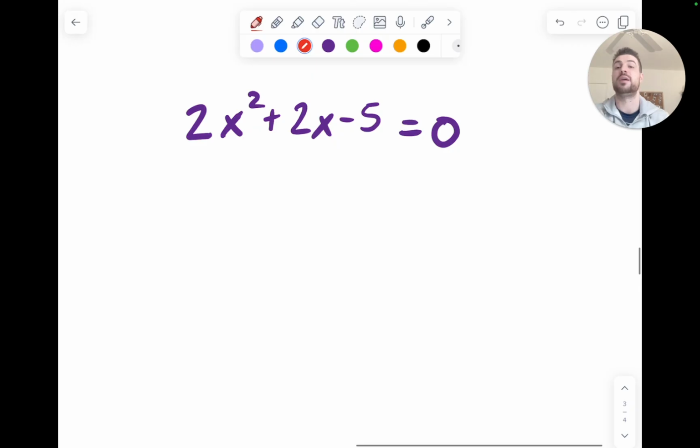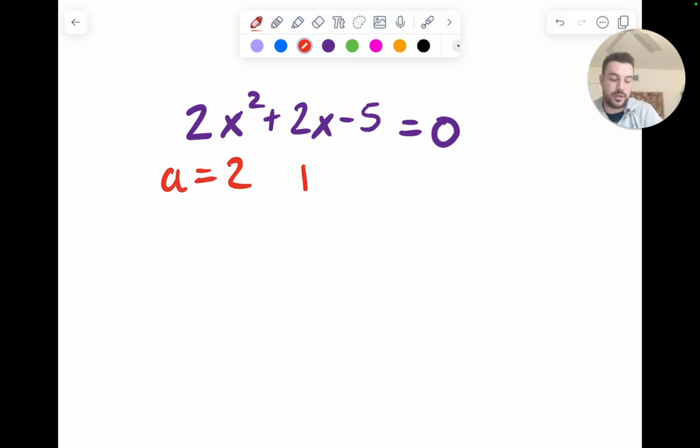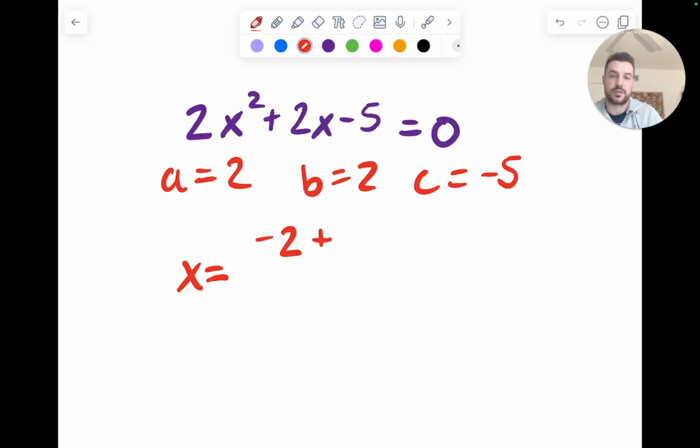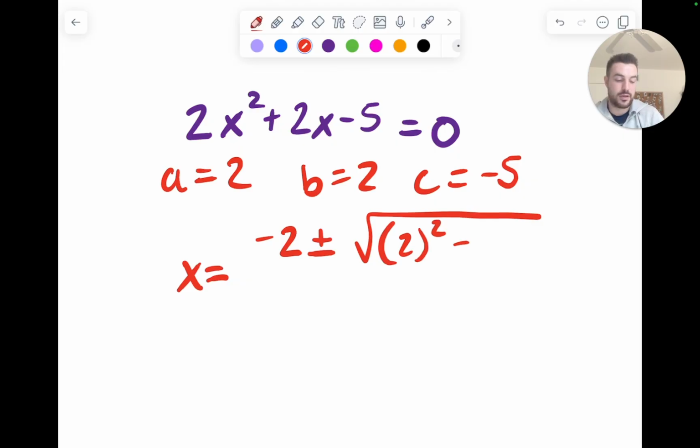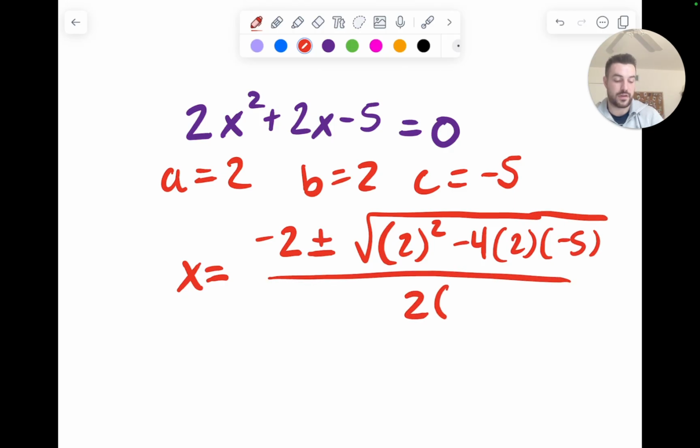This one's a little bit more complicated. We have 2x squared plus 2x minus 5 is equal to 0. My a is 2, b is 2, and c is negative 5. x equals the opposite of b plus or minus the square root of b squared minus 4 times a times c, divided by 2 times a.